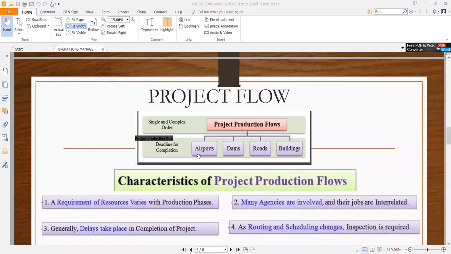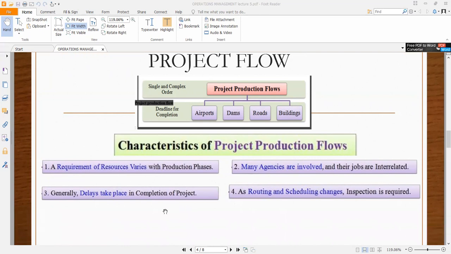That complex order has a deadline for completion, meaning that you need to complete a certain order within a given time. Some of the complex things we may talk about are airports, dams, construction of dams, construction of the airport, construction of the road, construction of buildings. As an operations manager, you're managing this operation, constructing an airport, a dam, a road, a building, etc.